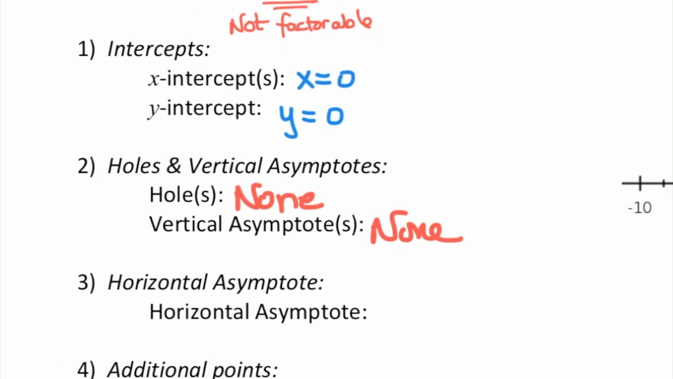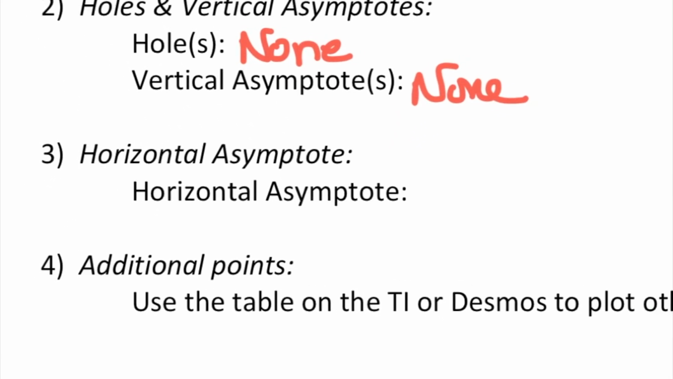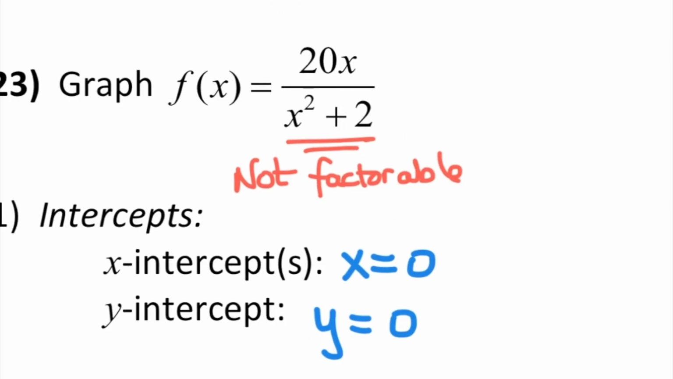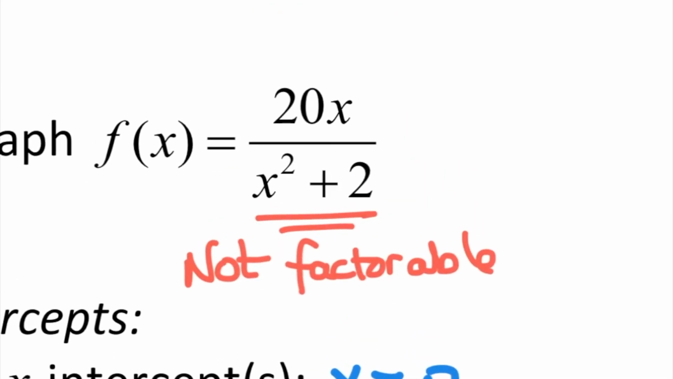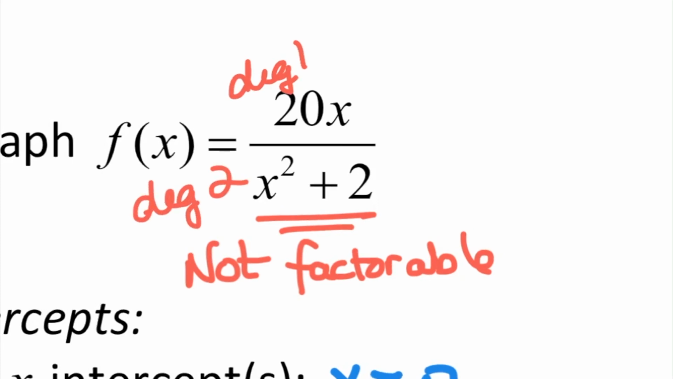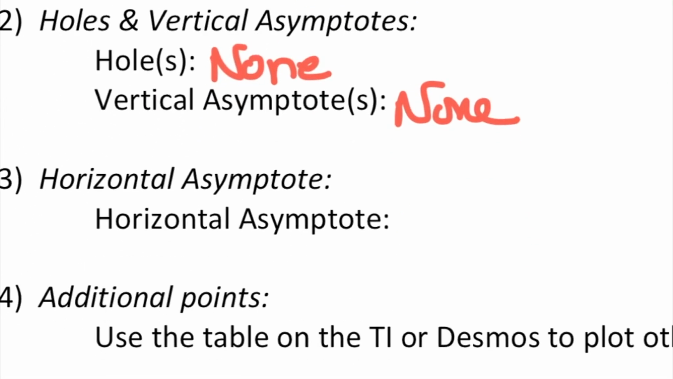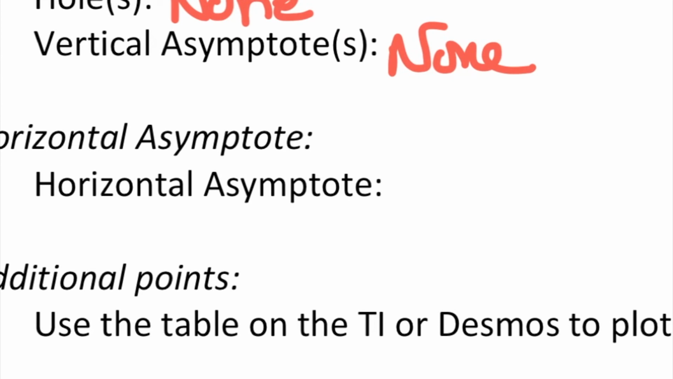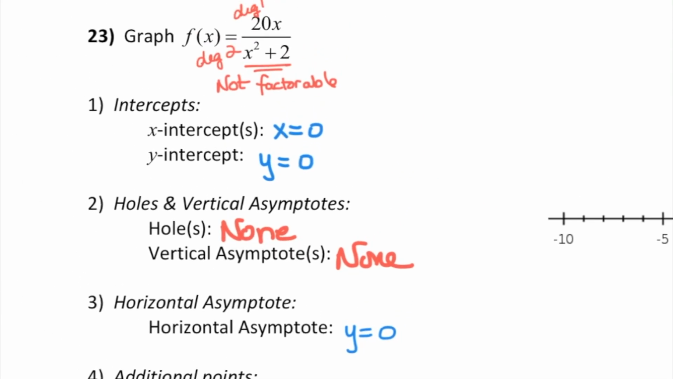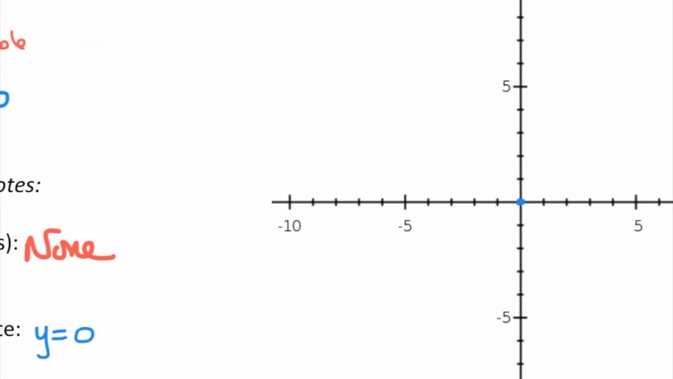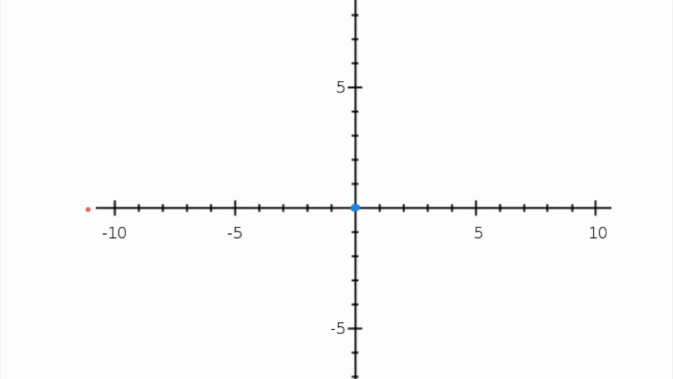So no vertical asymptotes. The horizontal asymptote, remember, is about the degree, and so the degree of the numerator is 1, the degree of the denominator is 2. If the degree of the denominator is bigger than the degree of the numerator, then your horizontal asymptote is y equals 0. I hope that dropping my pen didn't make a really loud sound in the video, sorry. And so I'm going to go ahead and draw my horizontal asymptote here.